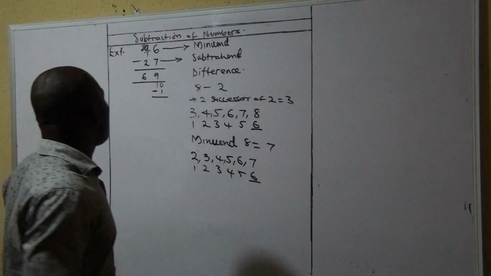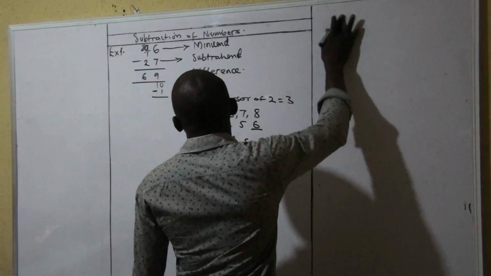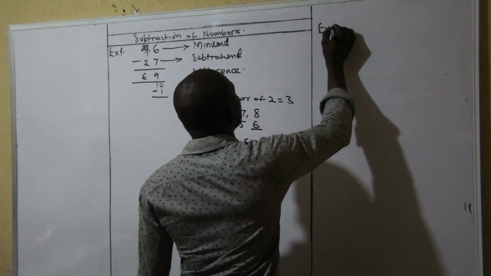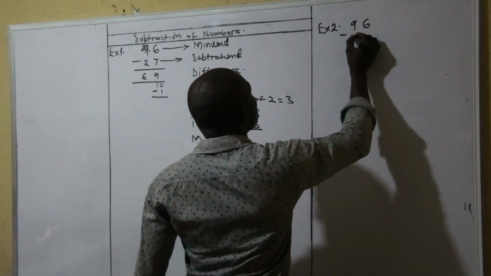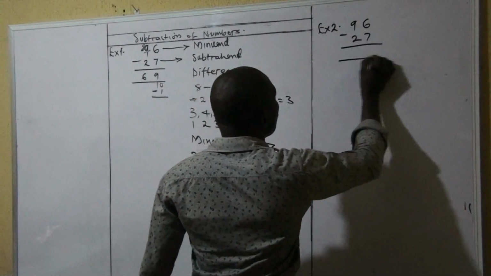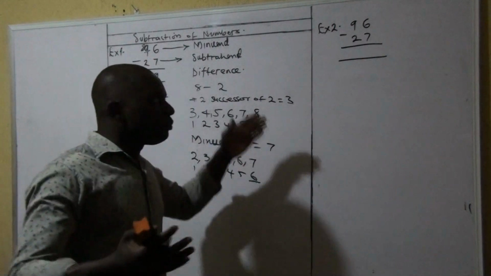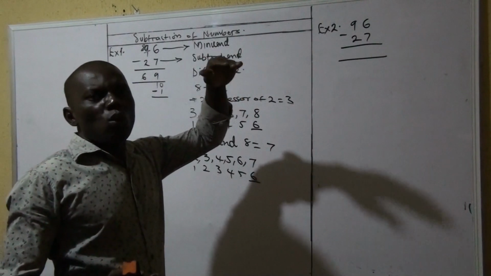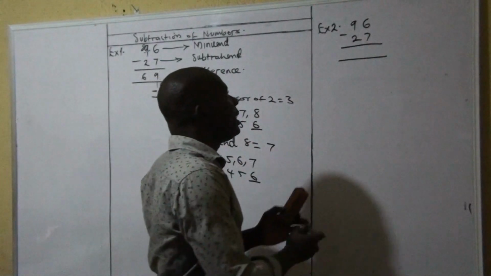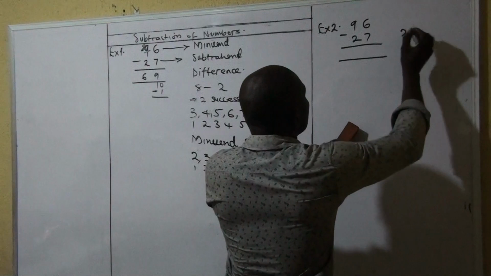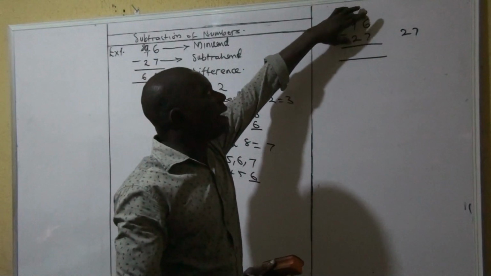But assuming, like we have here, 96, that same 96, well, let's use it. Example 2. Assuming we have the same 96, take away 27. And we don't want to borrow. Again, what we need to do here, we first of all identify our subtractand. Our subtractand is 27.